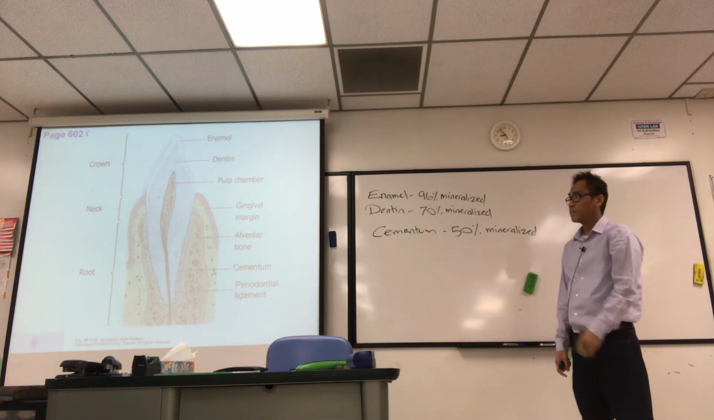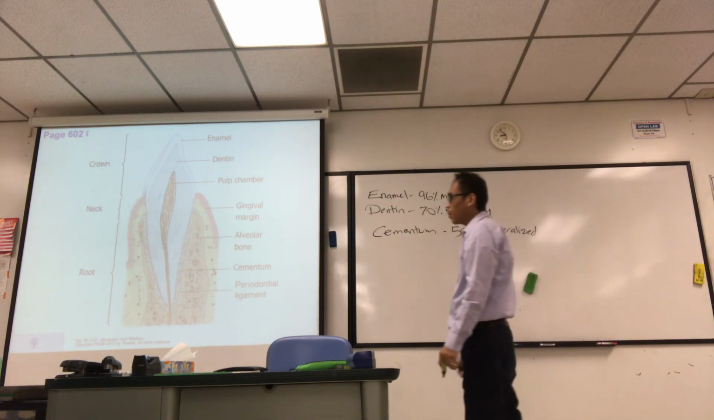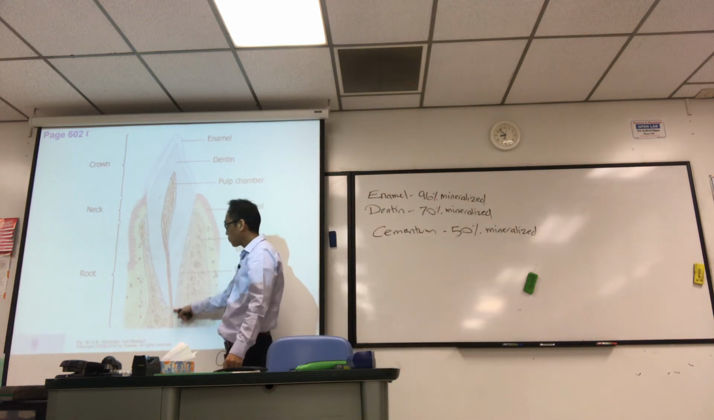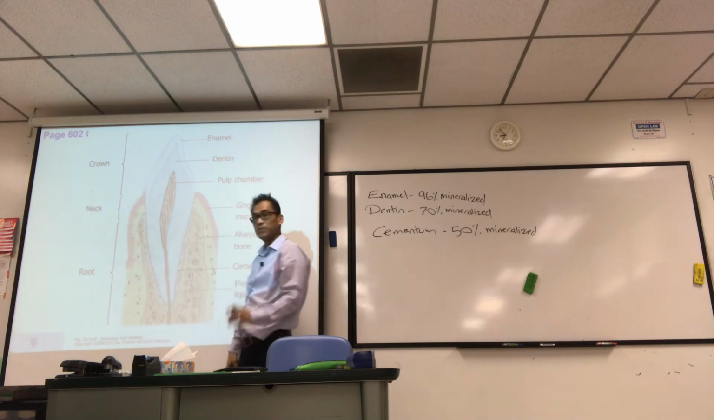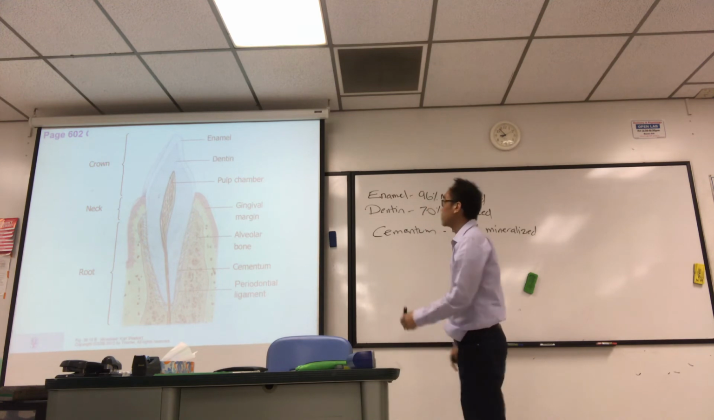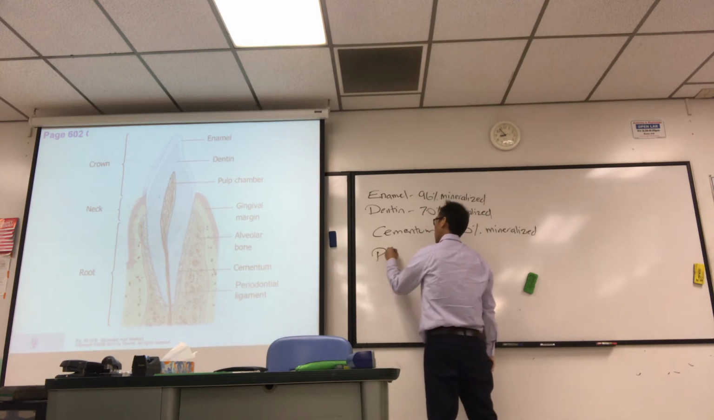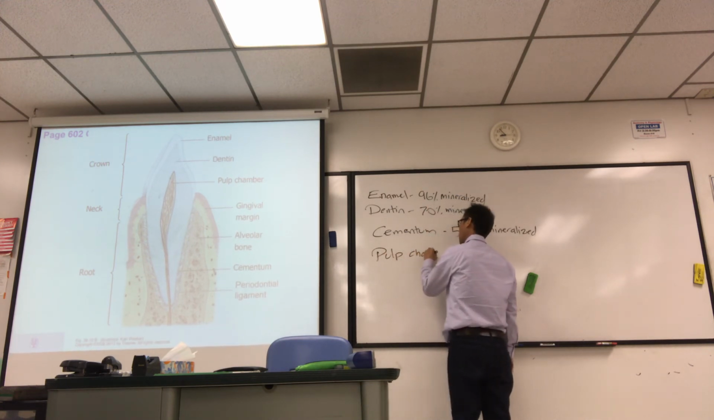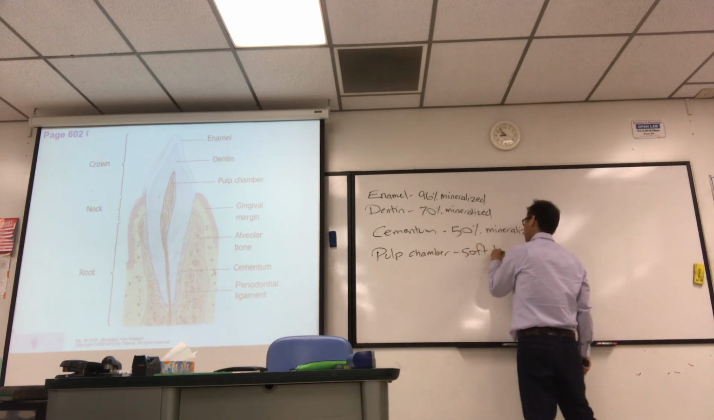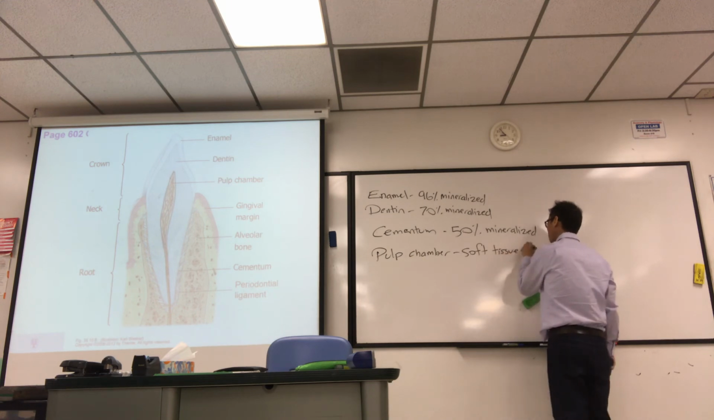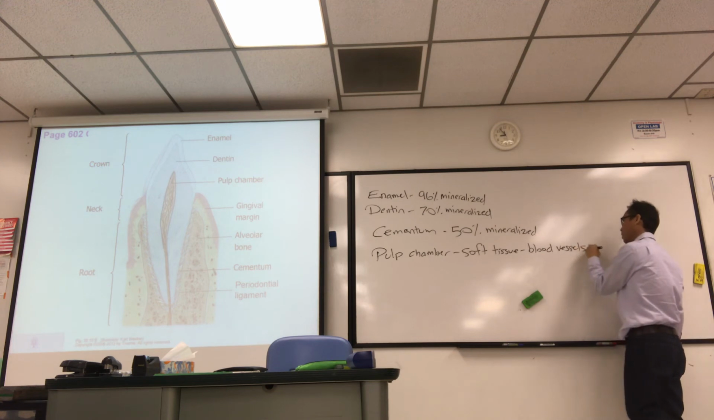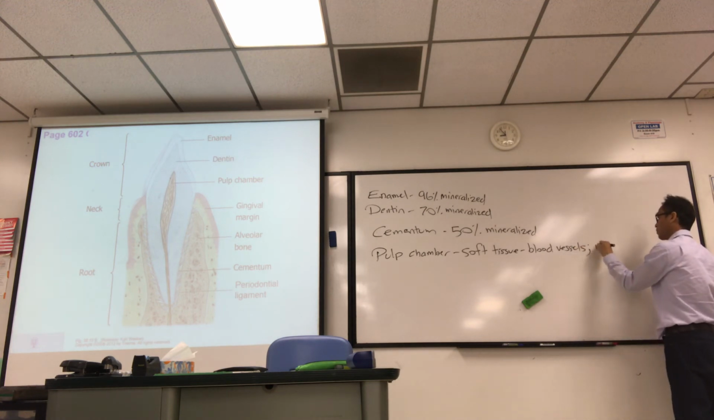So in the center of the tooth, you have what's called the pulp chamber, which is continuous with this canal leading out. Now, the pulp chamber is not mineralized tissue, it's soft tissue. It contains the blood supply and the nerves. Soft tissue. It's got blood vessels and sensory nerves.